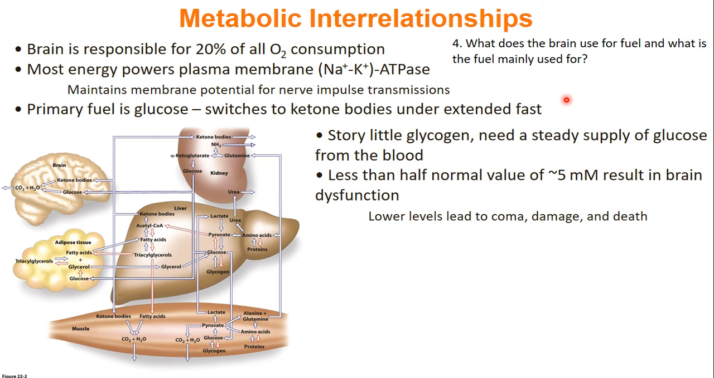Right, what does the brain use for fuel? They mainly use glucose, or ketone bodies if you don't have glucose available. And a lot of that energy goes to just the plasma membrane sodium potassium ATPase pump, because the brain is sending out signals, so it makes sense that most of your energy is going to membrane potentials that allow you to do these nerve transmissions.